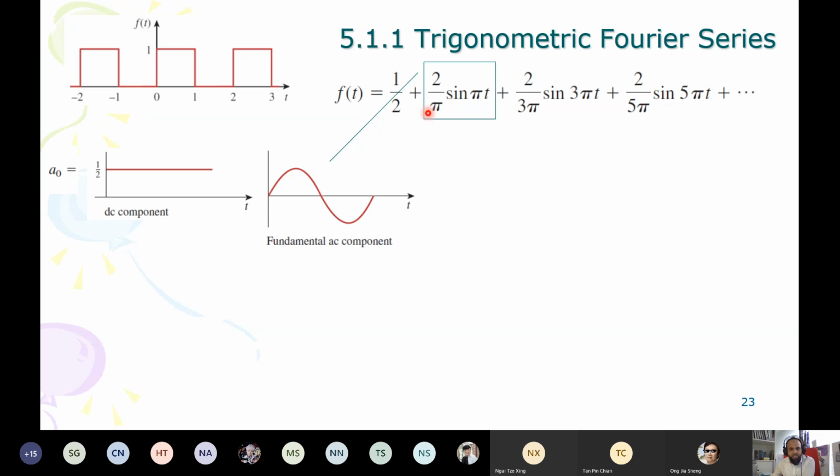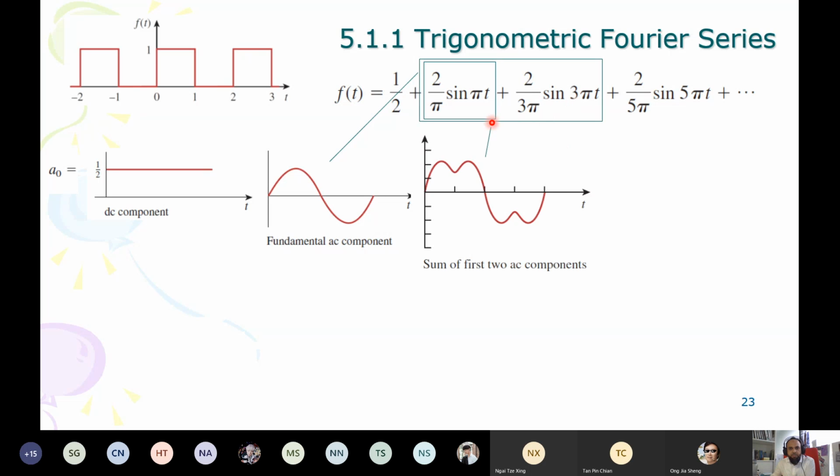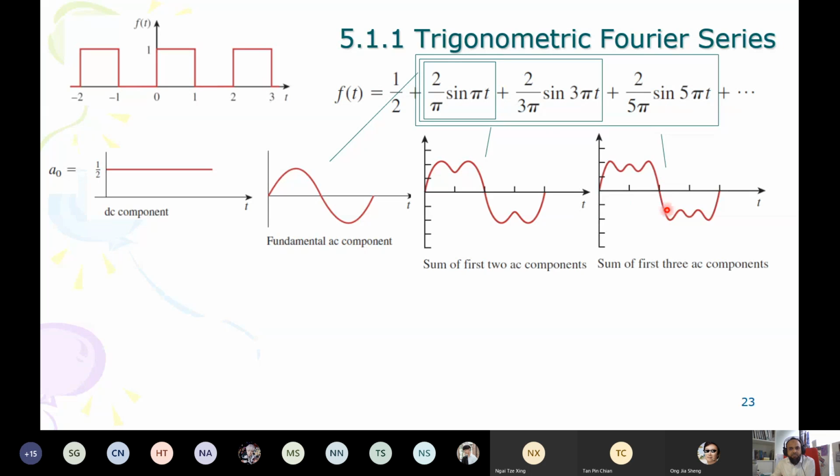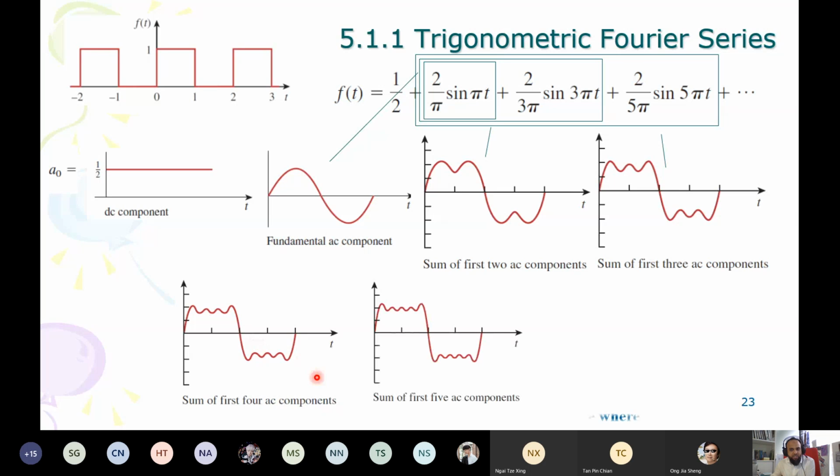So this is just one. Okay, how about this one? This one together with this is something like this. So the sum of the first two AC components, the sum of these two is this. The sum of these three is this. And if you take the fourth term, it is something like this. And I think now you can see where it's going.